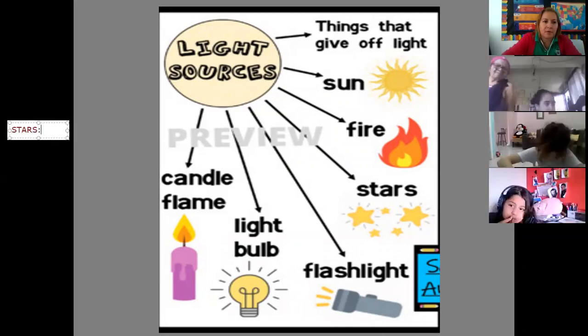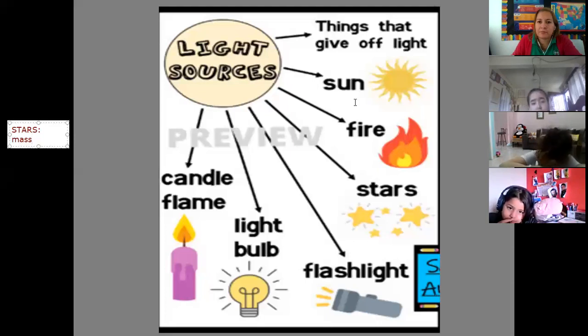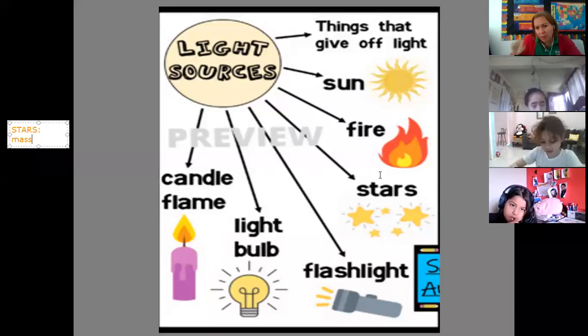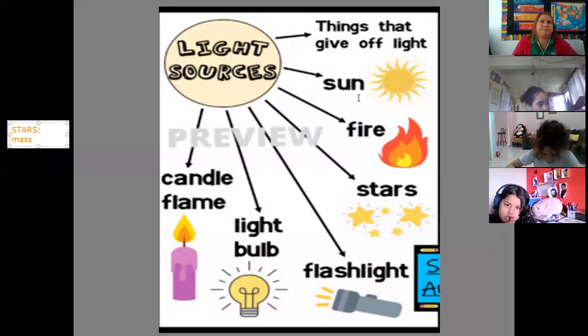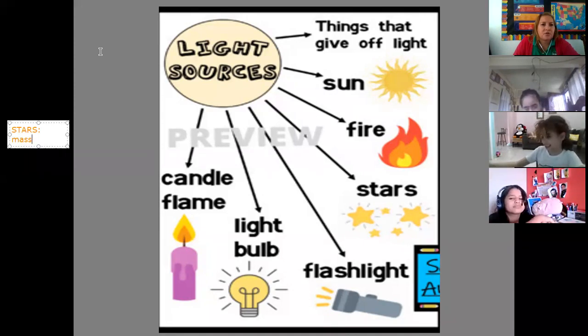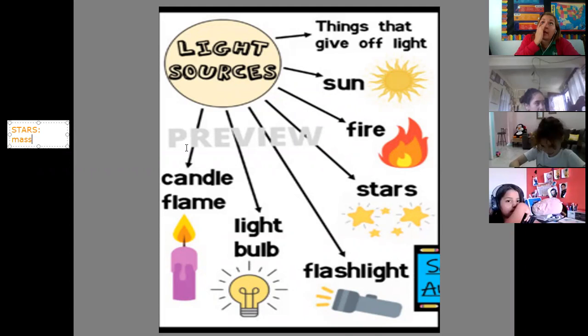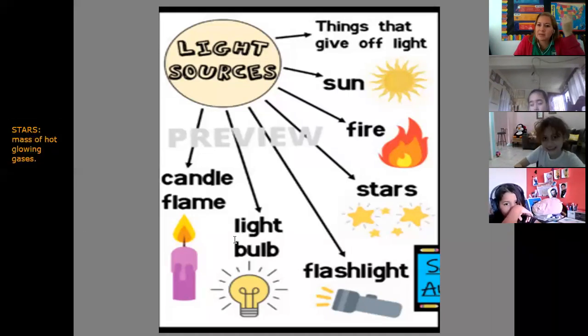Stars, what are stars? Stars are a mass. Make the drawing, make this one. Draw the circle and then the arrows and you write the words. These are light sources. Como fuente de luz, these make light. A mass of hot glowing gases. Those are stars. Stars are gases, hot gases.